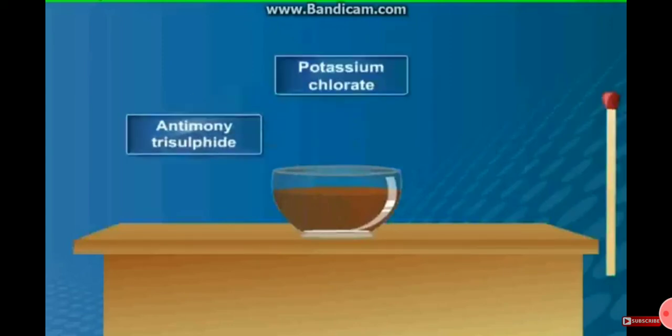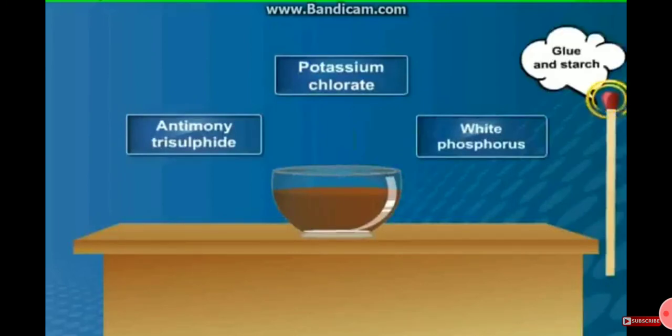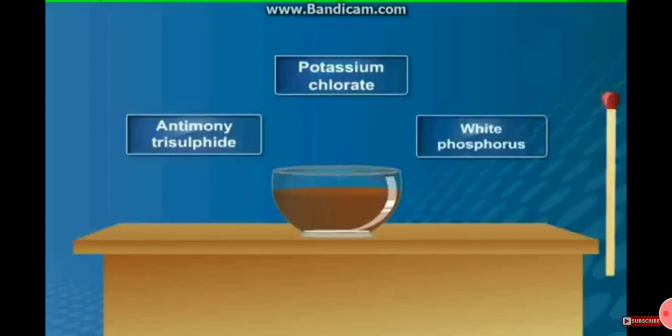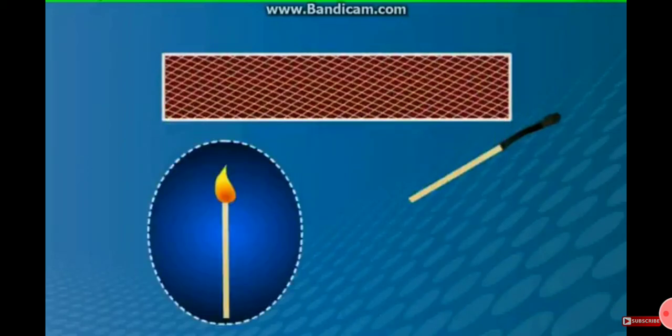It was made by applying a mixture of antimony trisulfide, potassium chloride, white phosphorus, some glue, and starch on the head of the match, made of suitable wood. When this stick was struck against a rough surface, white phosphorus got ignited due to the heat of friction. This started the combustion of the matchstick.